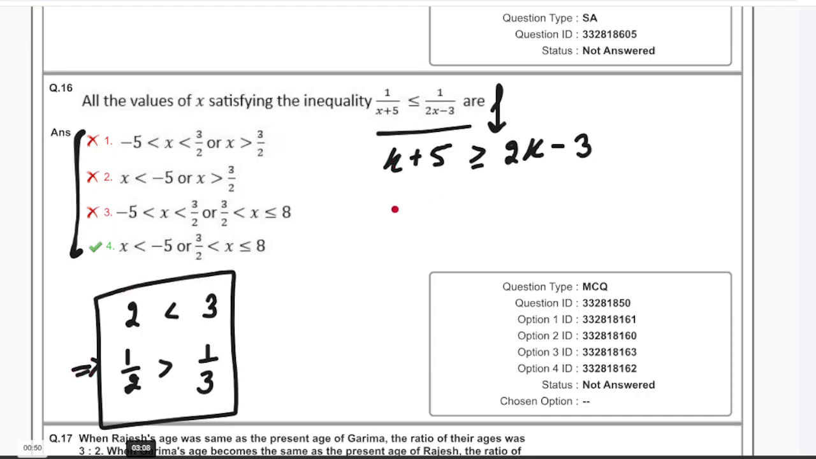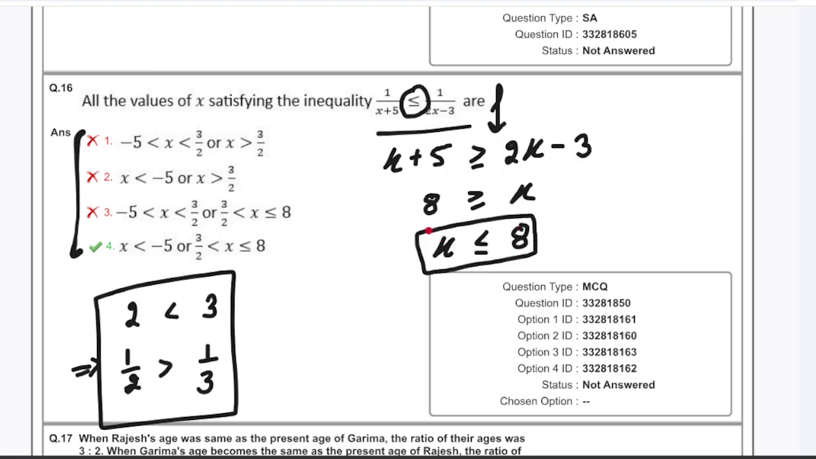So on the basis of the same logic, we can say x plus 5, instead of less than or equal to, is greater than or equal to 2x minus 3. So if I bring 3 here, that is 8, greater than or equal to x comes to that side. That means x has to be less than or equal to 8. So that is the first option which I get.